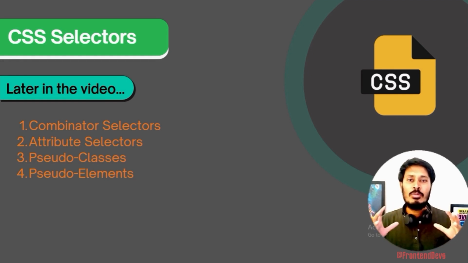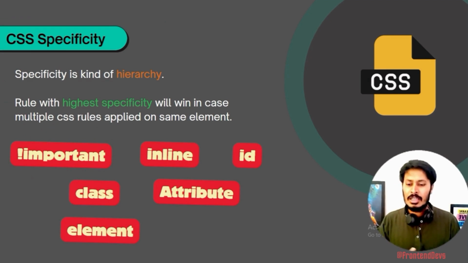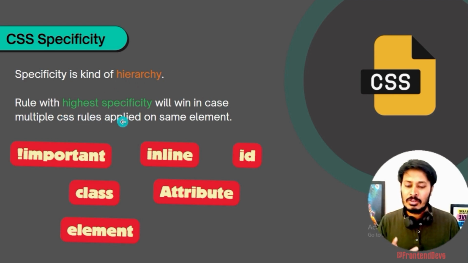And now let's move to one of the important concepts, and that is selector specificity. When we talk about CSS specificity, we often call it the hierarchy. If you look here, the rule with the highest specificity will win in case multiple CSS rules are applied on the same element. That means now we are going with different selectors, right?